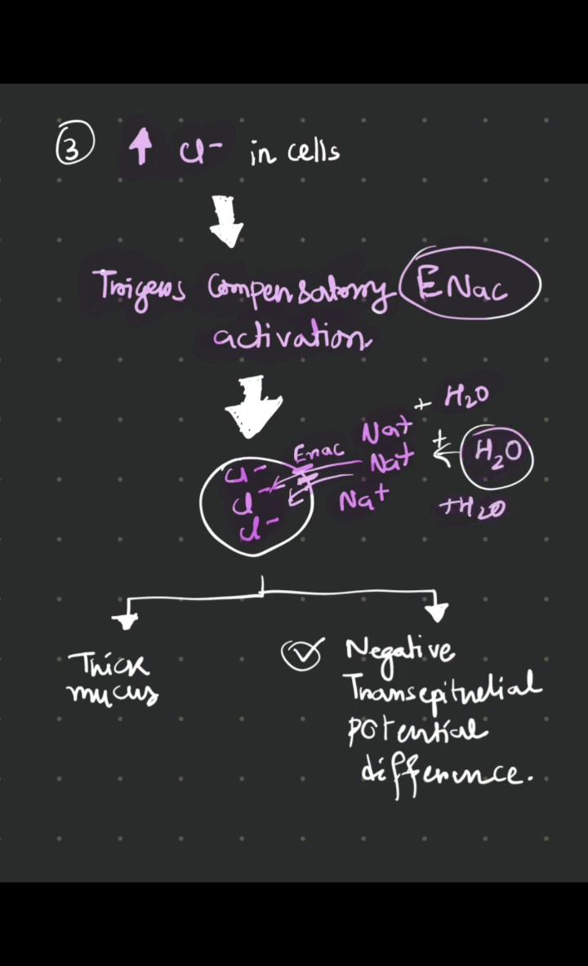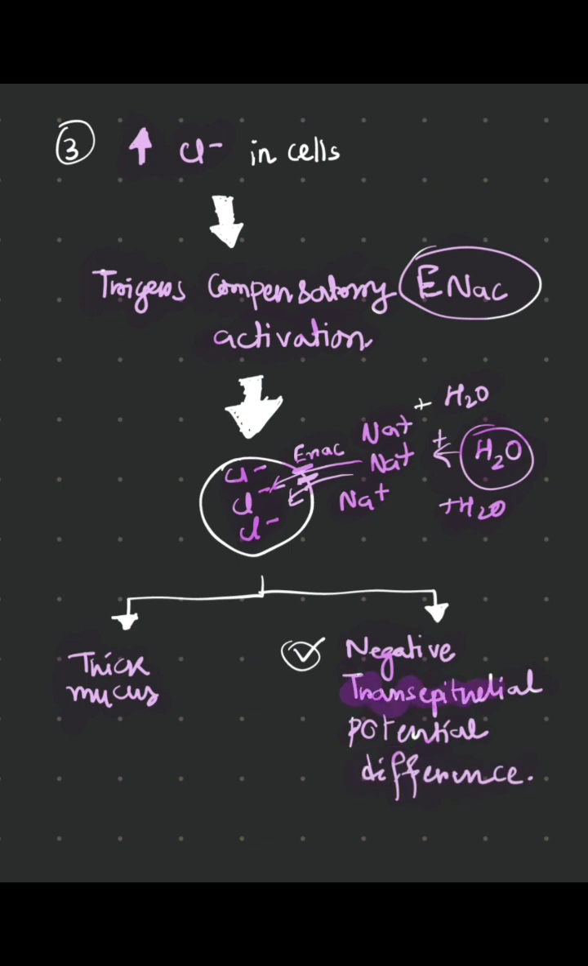So it will also absorb water from the lumen of the GIT and lungs. So the mucus that is being secreted in the GIT or the respiratory tract lacks that water now, because the water is going inside the cell with the sodium. So the mucus becomes thick, and also as the sodium is going inside, there is a negative trans epithelial potential difference. So that is also there.